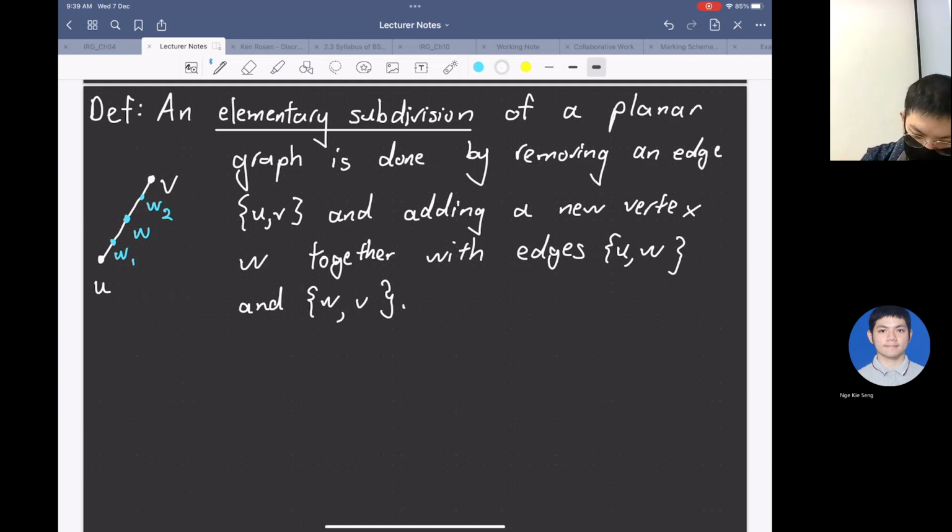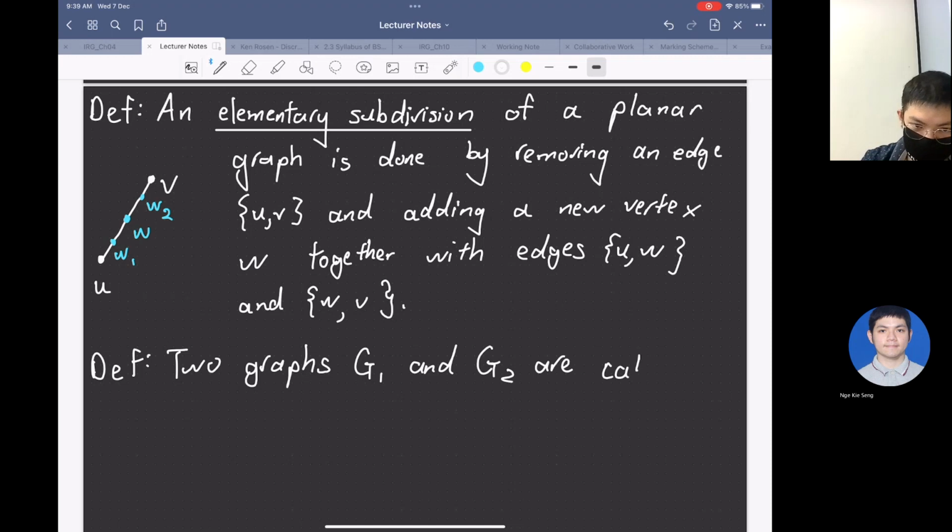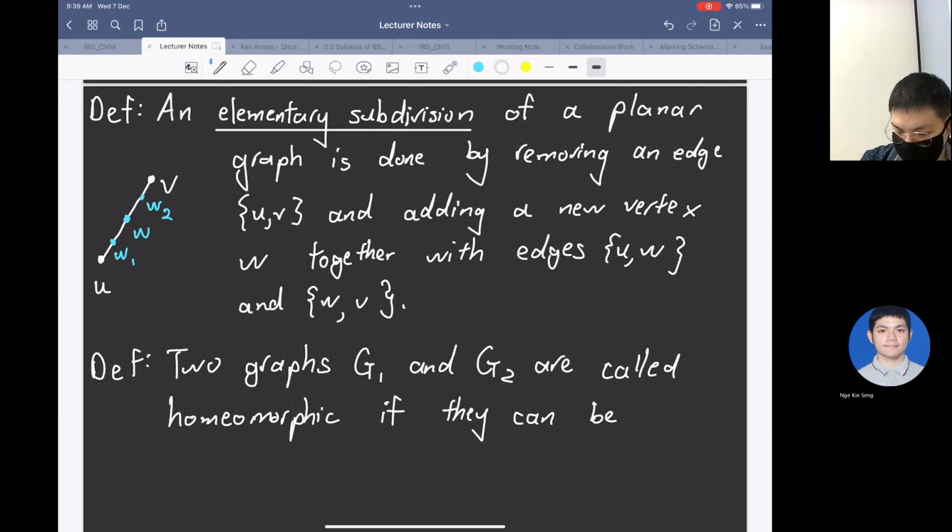Then the next part is we talk about two graphs being homeomorphic. Last time we talked about isomorphism, right? So today we talk about homeomorphic. I'll give you an example soon. Two graphs are homeomorphic if they can be obtained from the same graph.